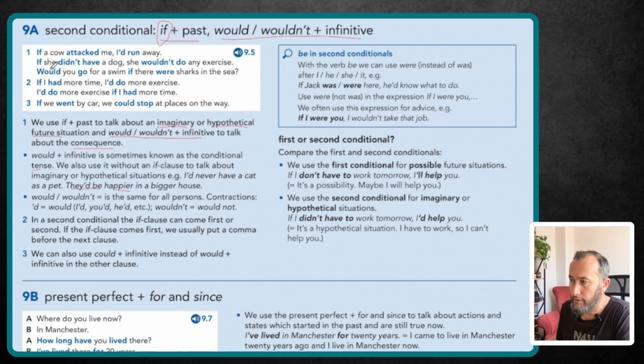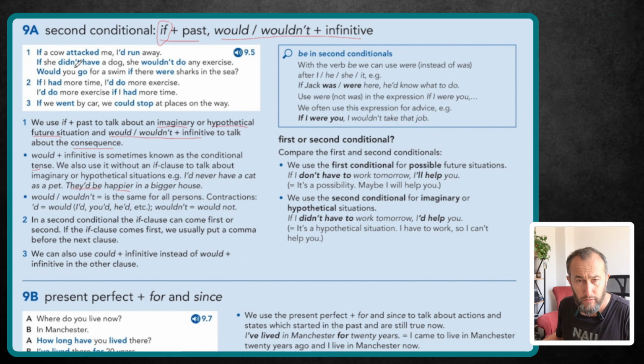Example for point number 1. If a cow attacked me. I mean, the cow is not attacking me now in a real situation, but I'm just imagining. Let's imagine I am in the middle of the farm and there's a cow and that cow attacked me, hypothetically. Imaginary situation. I'd run away. I would run away.